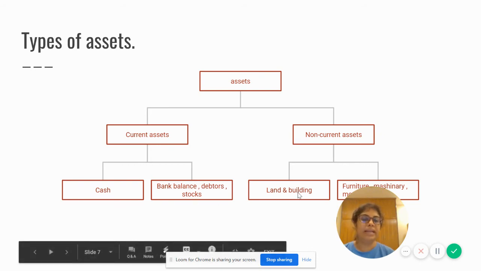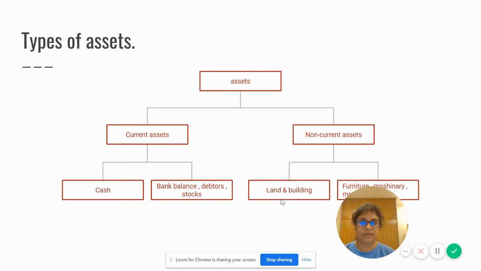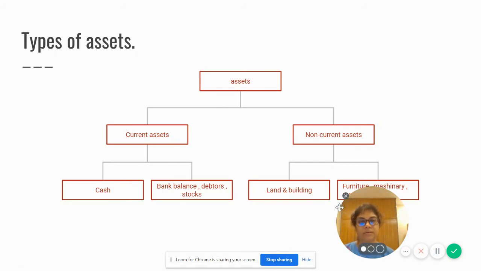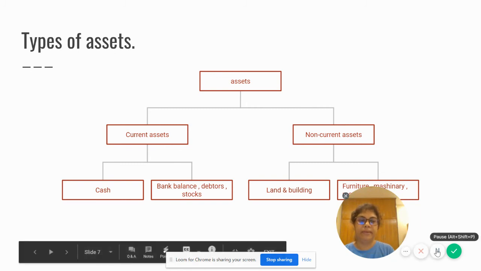When it comes to land and building under non-current assets, land and building are immovable assets of a business. But furniture, machinery and motor vehicles are movable assets of a business. Let's see how we can define these current assets and non-current assets based on the time period.